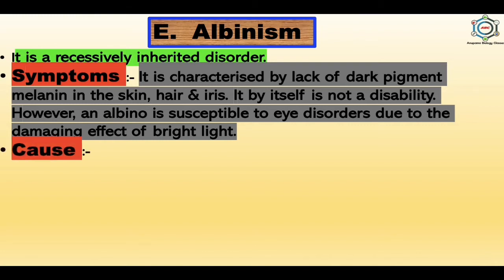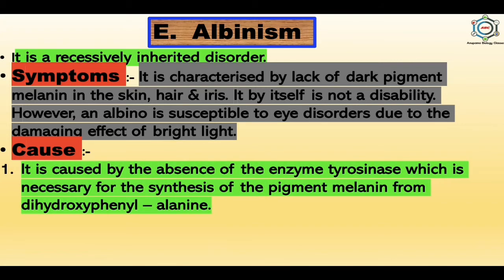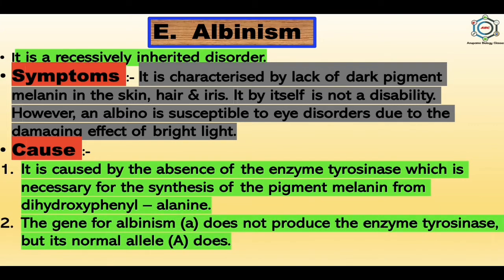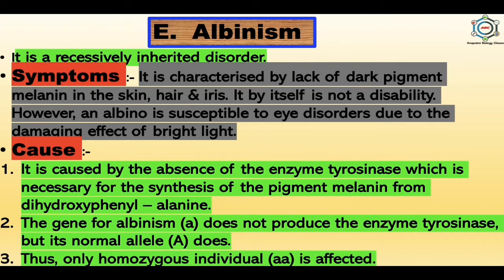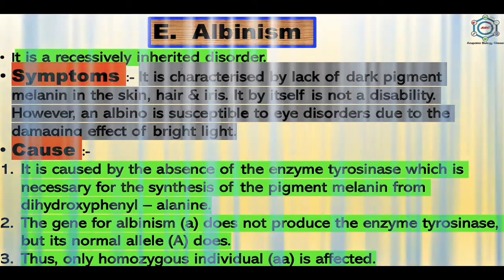What are the causes of albinism? It is caused by the absence of enzyme tyrosinase, which is necessary for the synthesis of pigment melanin from dihydroxyphenylalanine. The gene for albinism, that is small a, does not produce the enzyme tyrosinase, but its normal allele A does. Thus, only homozygous individual, that is small a small a, is affected. So this is all about albinism.